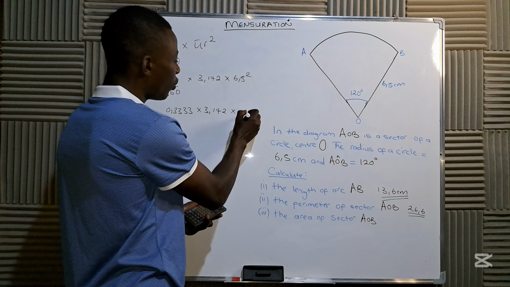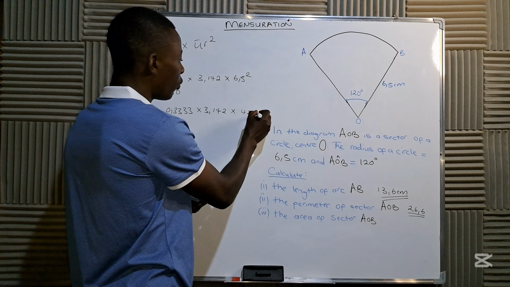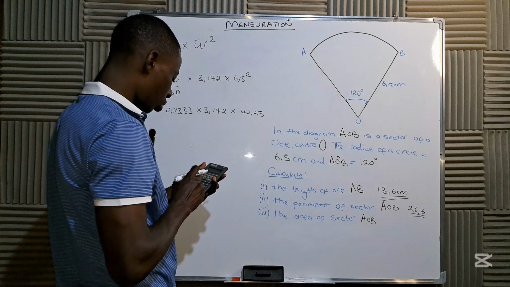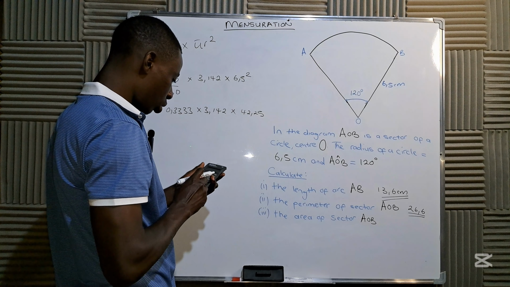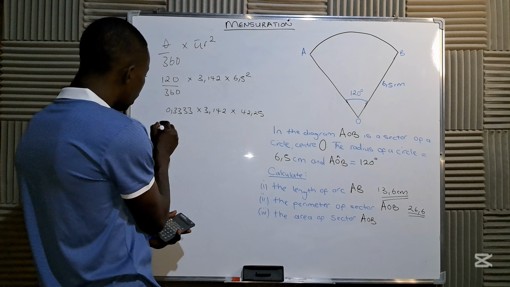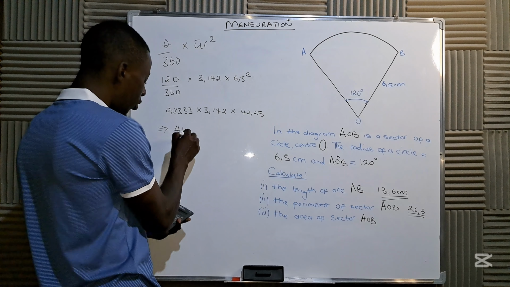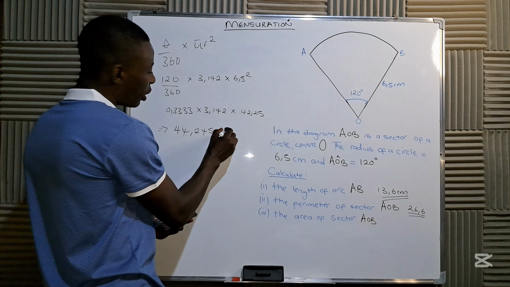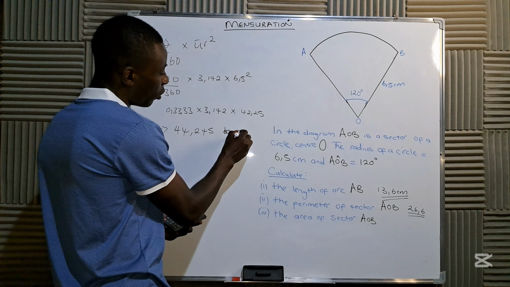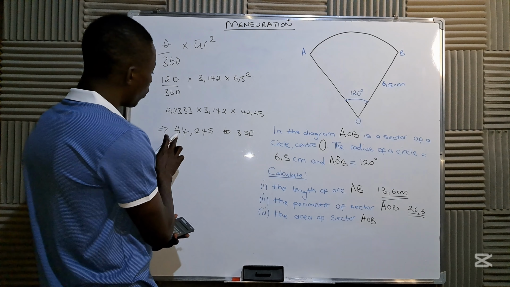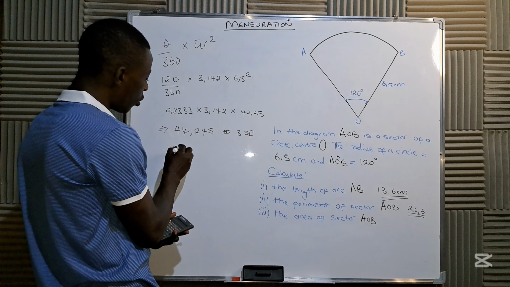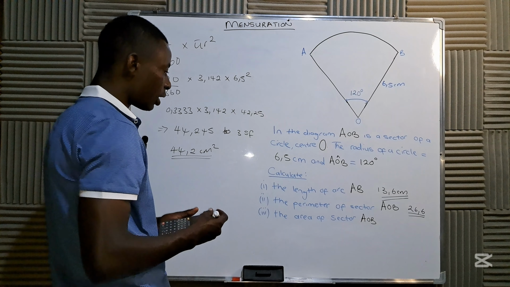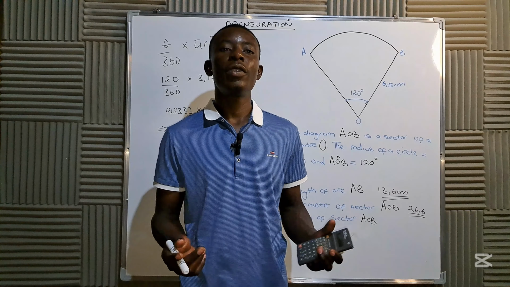We get 44.25. So all this we get 44.245. So to 3 significant figures, we get 1, 2, 3. We get 44.2 square centimeters. This is the area. So that's it for today.